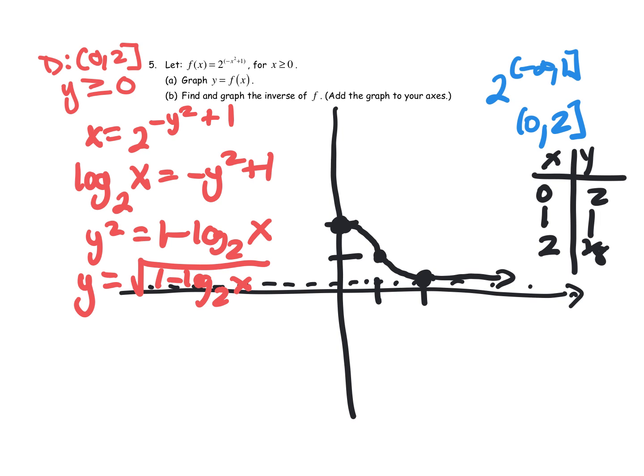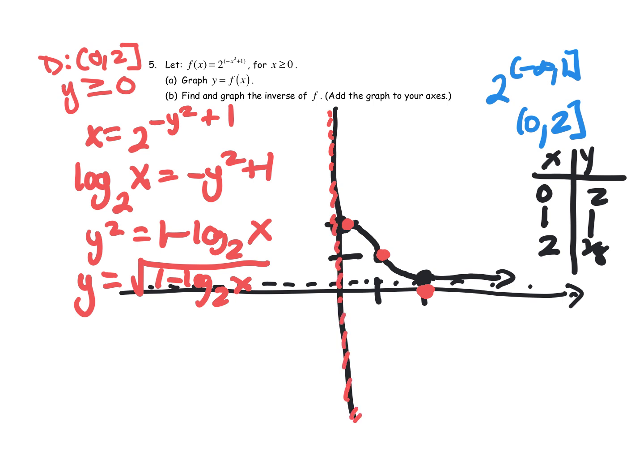Okay, so let's flip these points. We had 0, 2 for the exponential. So then we'll have 2, 0 for the inverse. 1, 1 is still going to be 1, 1. And then 2, 1/8 is going to be 1/8, 2. So up here, remember there was a horizontal asymptote y equals 0. Now there's a vertical asymptote at x equals 0.